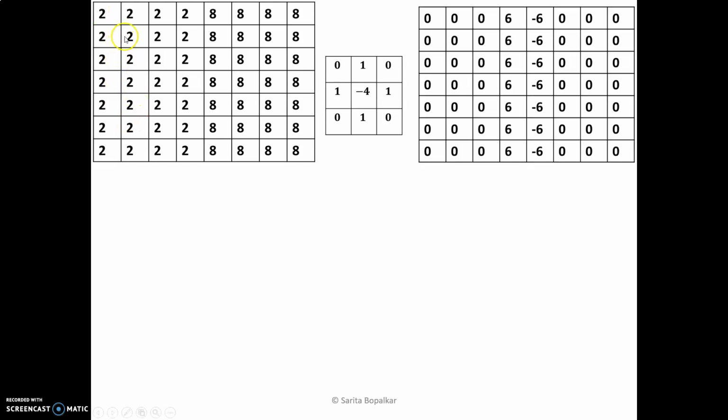If you observe this, constant intensity means low frequency region, you will get 0. And at the edge, you will get some non-zero magnitude. And our second order differentiation, the Laplacian operator, detects the edge at the zero crossing. When there is a zero crossing, it will detect it as an edge. If you observe this, plus 6 to minus 6 means it is a zero crossing, and here is our edge.